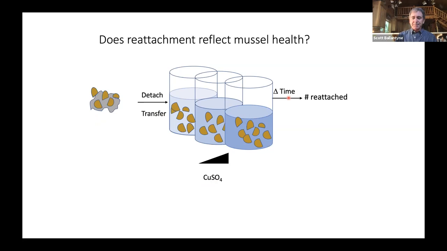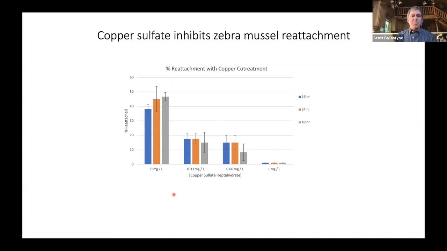So this shows the results of one trial. We got pretty good reattachment in this trial of the control with no copper sulfate added. If we add a high dose of copper sulfate, we completely inhibit reattachment. And these intermediate doses gave us intermediate attachment, right? It's less than the control, but greater than the high dose of copper. And I should say, we saw this consistently. I did this a number of times and that reproduced.